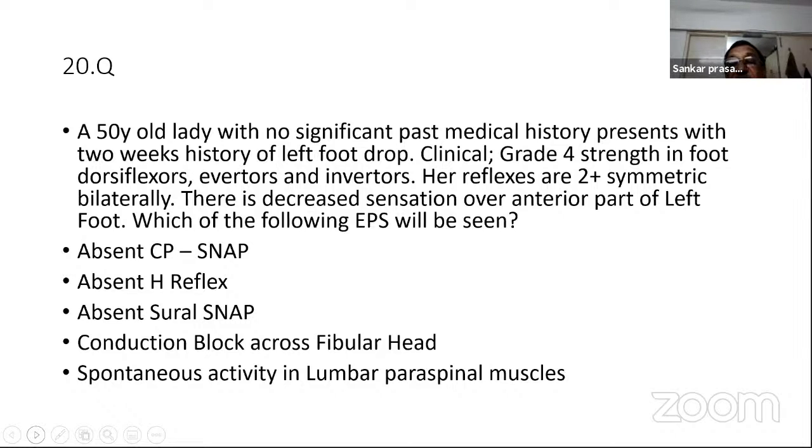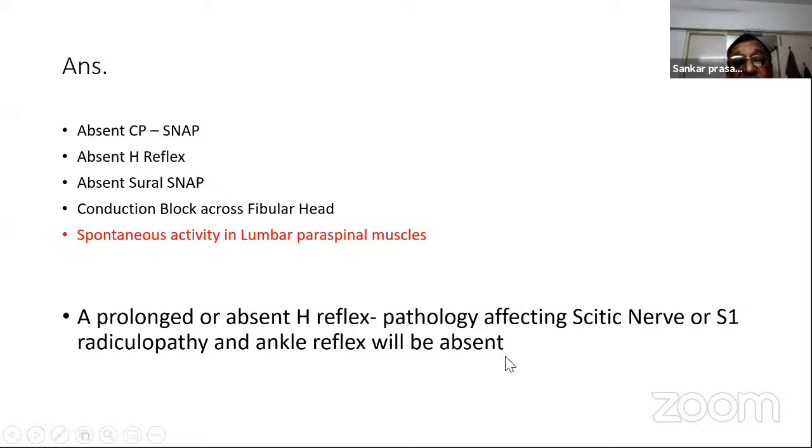I think it's an easy one. Yes, spontaneous activity in the paraspinals. That's very nice. A prolonged or absent H reflex indicates pathology affecting the sciatic nerve or S1 radiculopathy, and the ankle reflex will be absent. So the spontaneous activity in the lumbar paraspinal muscles is very important here. H reflex abnormalities are usually with sciatic nerve or S1 radiculopathy, and here the ankle jerk also will be absent, right?